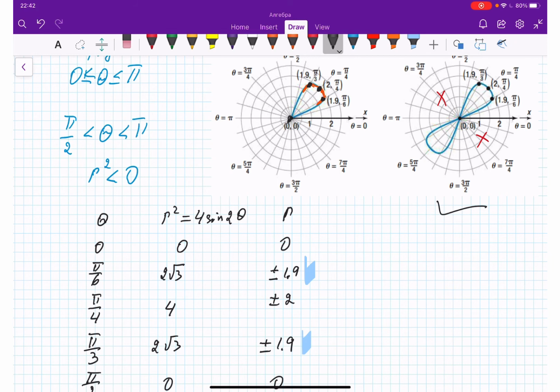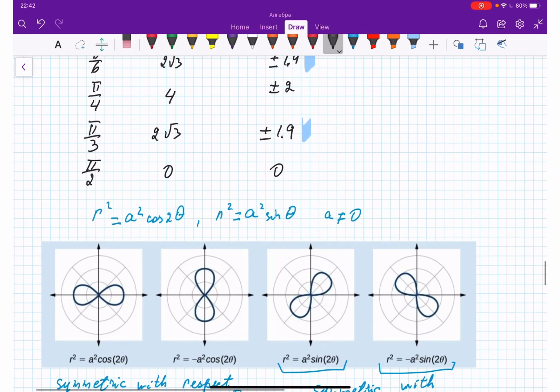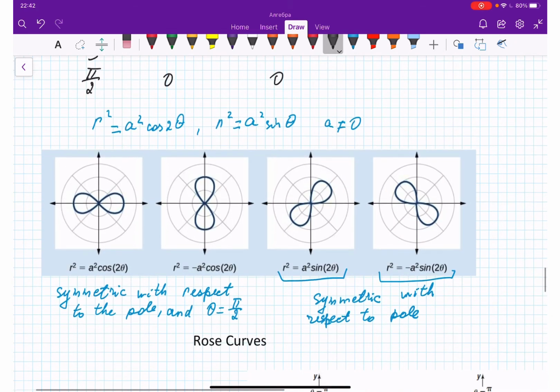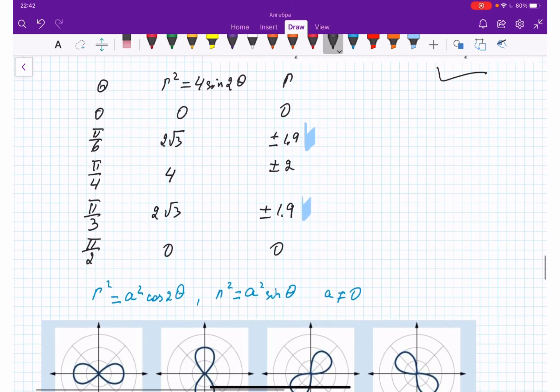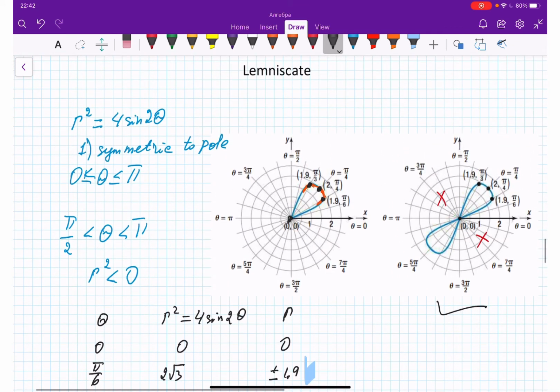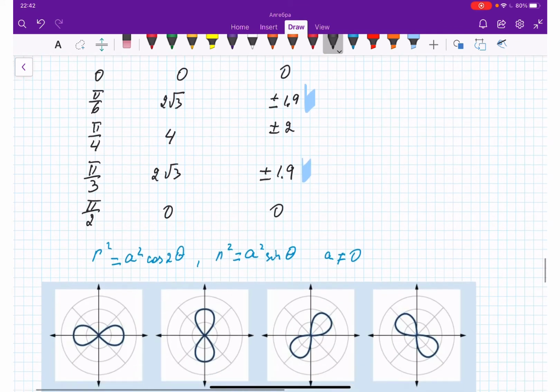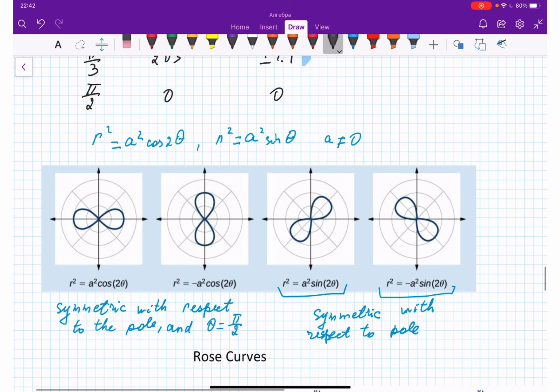All right, now let's generalize the form. Which means the one we built right now. We just built sine 2 theta. That's why here we see sine 2 theta. In this case, r squared is equal to a squared times sine 2 theta. Okay.